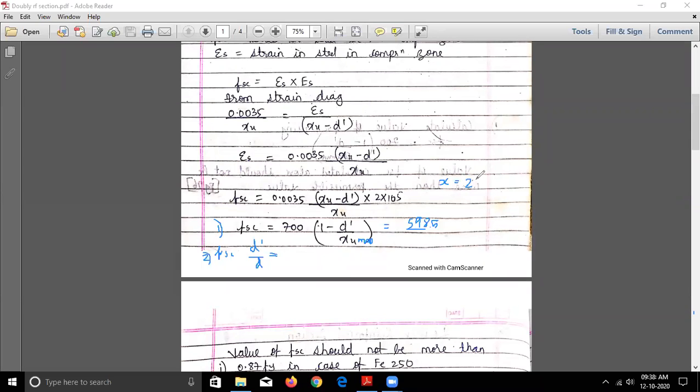What is the equation of XU max? Sir, 0.46 D. What is XU max for FE 500? 0.46 D. Correct. So what is the value of XU max? 257.6. Someone is saying 230.